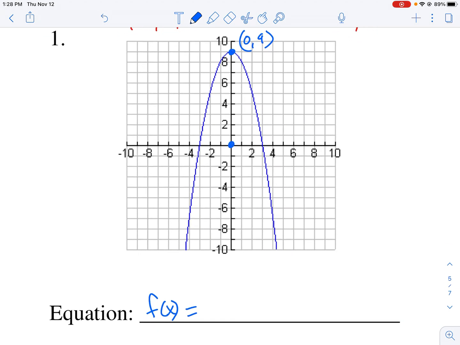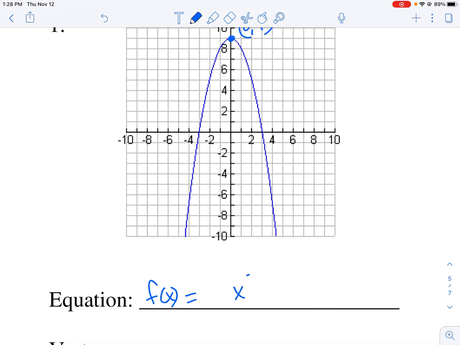So normally your parabola starts at 0, 0 and goes up. So it didn't go horizontally at all. It did move vertically though. So I'm going to put x squared plus 9. You can kind of think of this as x plus 0 squared, but when you add 0, nothing happens.